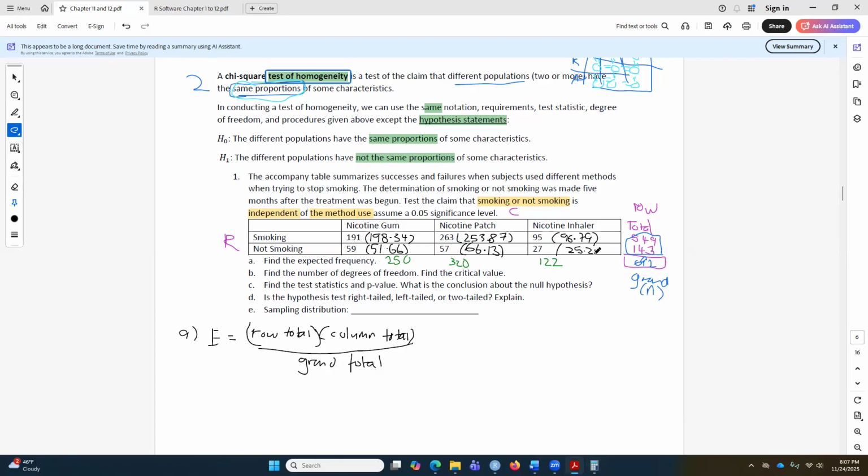You guys all right here? That is how you find these, and these are called expected frequencies. You guys okay? Yes. This is definitely coming up in your finals.